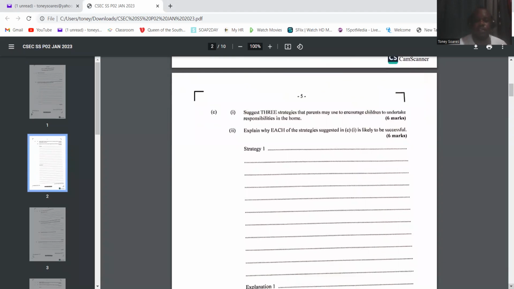Question 1C(i) says outline 3 strategies that parents may use to encourage children to undertake responsibilities in the home. That is 6 marks. And then you're going to explain why each strategy suggested in C(i) is likely to be successful. This is where a lot of students fall down and lose marks. They will give the suggestion but don't give any justification, or they give the suggestion and the justification in one and leave the explanation blank. No, you are to state your strategy clearly, then offer an explanation to justify why your strategy is going to be successful.